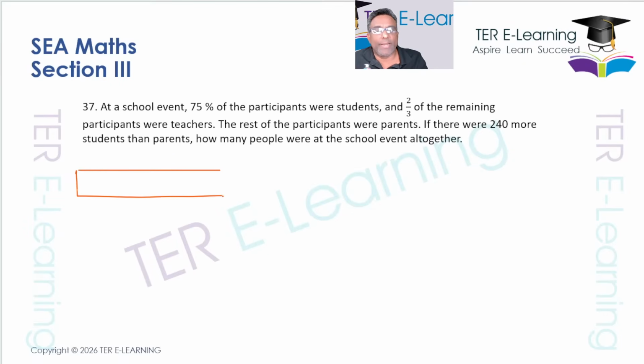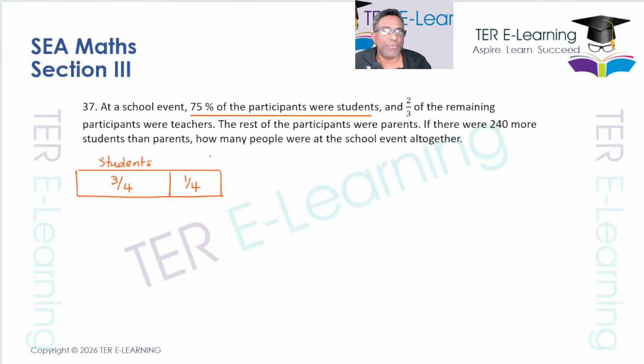This block that I'm drawing represents everybody who is at the event. The question says 75% of the participants were students. We can do this in terms of fractions or percentages, it doesn't really matter. 75% is 3/4. So let's visualize what's happening here. This is 3/4 of the whole participants, so what we're left with here is a quarter. So 75% is students, and this block represents all our students.